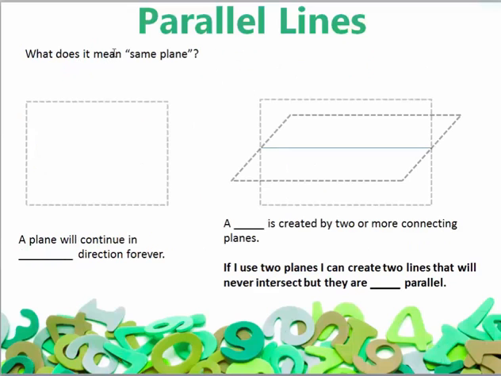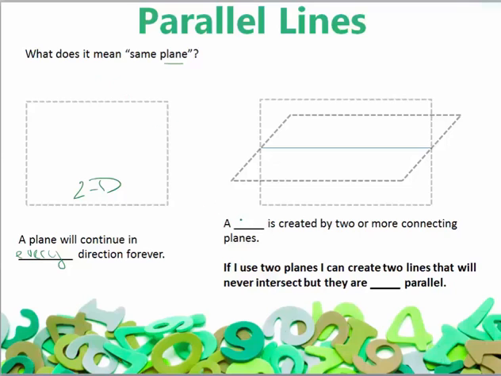Now, I said parallel lines exist in the same plane. A plane, in math, is a flat surface, 2-dimensional, that continues forever in each direction. So a plane will continue in every direction forever. So this will go forever this way and forever this way. Again, think of a thin piece of paper, but it goes forever in the 2 directions. It's a slice, very, very thin, but in 2 directions it goes forever.